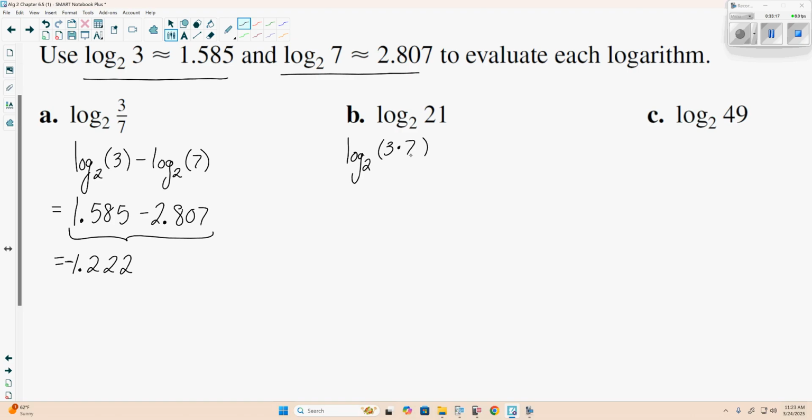Since 3 times 7 is 21, I can rewrite it as log base 2 of 3 times 7. Our product property states if we have two or more things being multiplied together inside the log, we can rewrite it as a sum of logs. So I can rewrite log base 2 of 3 times 7 as log base 2 of 3 plus log base 2 of 7.